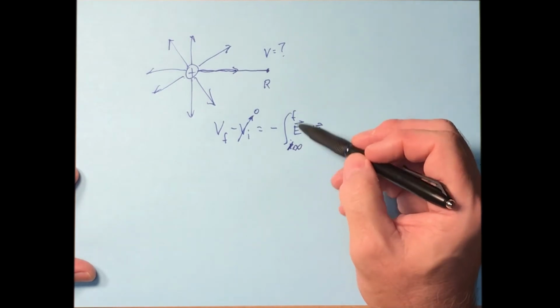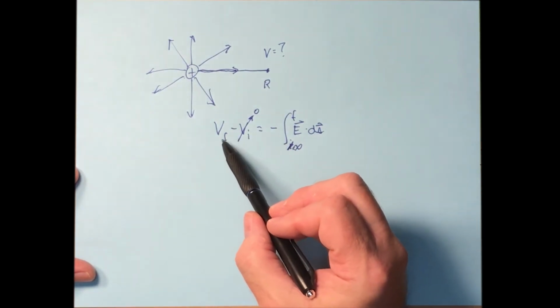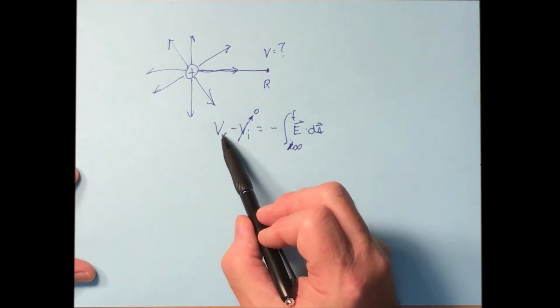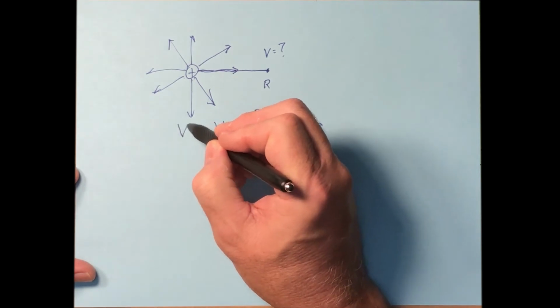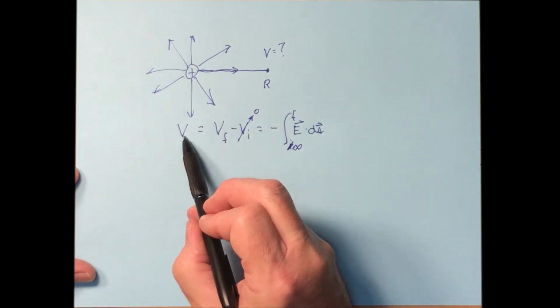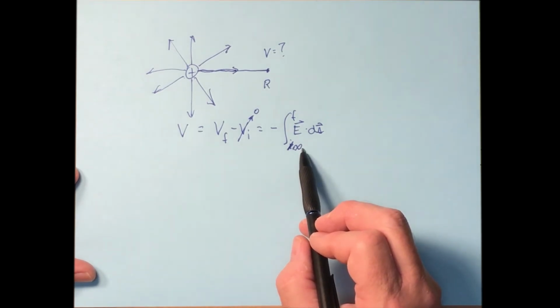And this is a possible integration to do for this point charge here. Now when we do that, what we're going to discover is that this V final is actually the true potential. So we might as well just call that V for a point charge. But it is the potential relative to the place where the potential is 0, which is at infinity here.